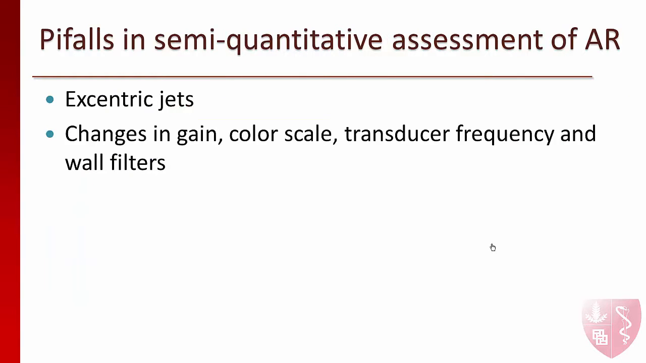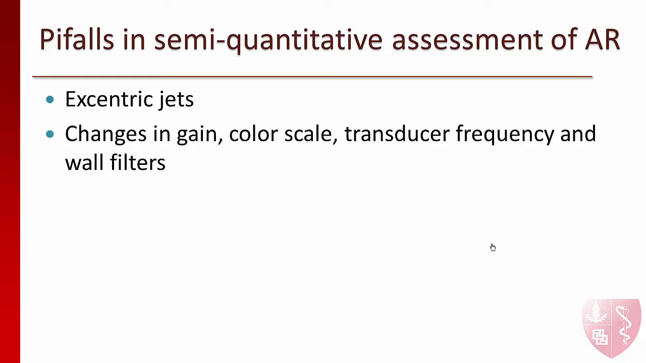There are a few pitfalls in the semi-quantitative assessment of aortic regurgitation. The first is eccentric jets, because when the jet is not round and centered, depending on the angle at which you're looking, you may under or overestimate the amount of regurgitation. So you will have to screen through the valve to really assess the amount of regurgitation.